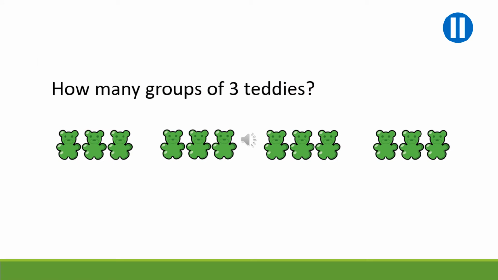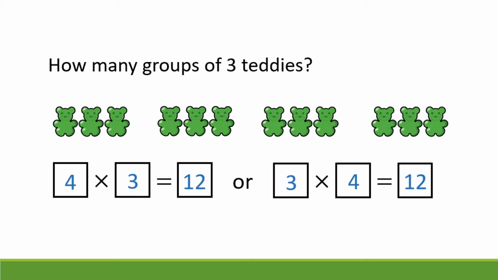Pause the video here to have a think. How many groups of 3 teddies can you see? There are 4 groups of 3 teddies, and 4 times 3 equals 12. Or we could say there are 3 teddies in each group, and there are 4 groups. 3 times 4 equals 12. They both give us the same answer. Did you get that one correct?